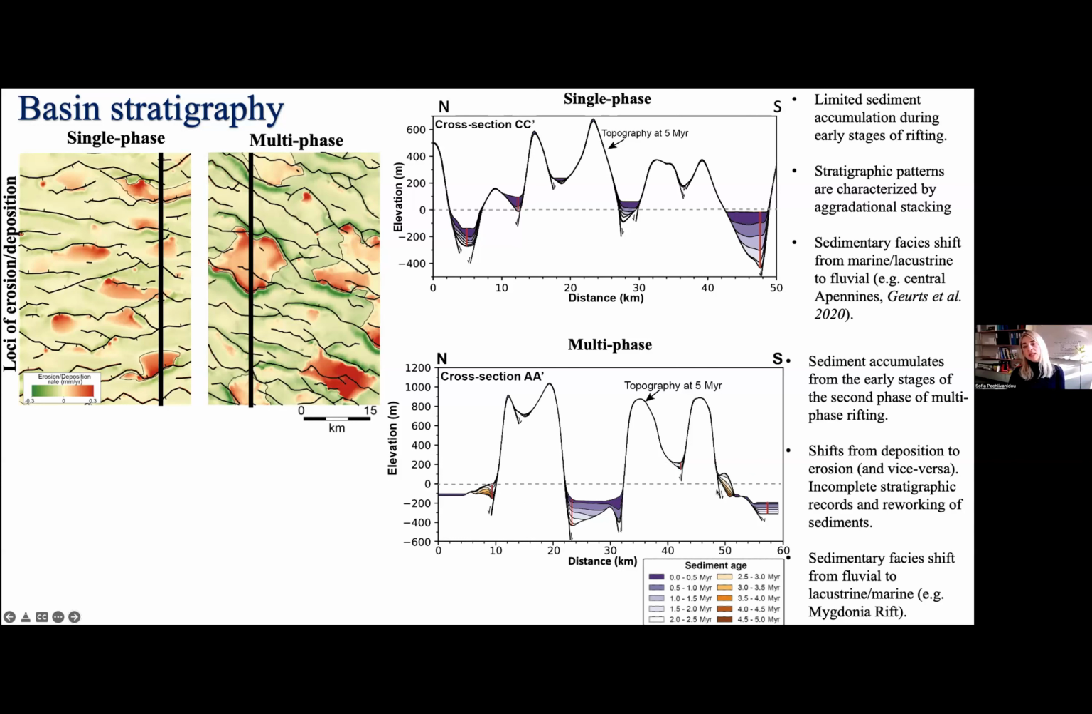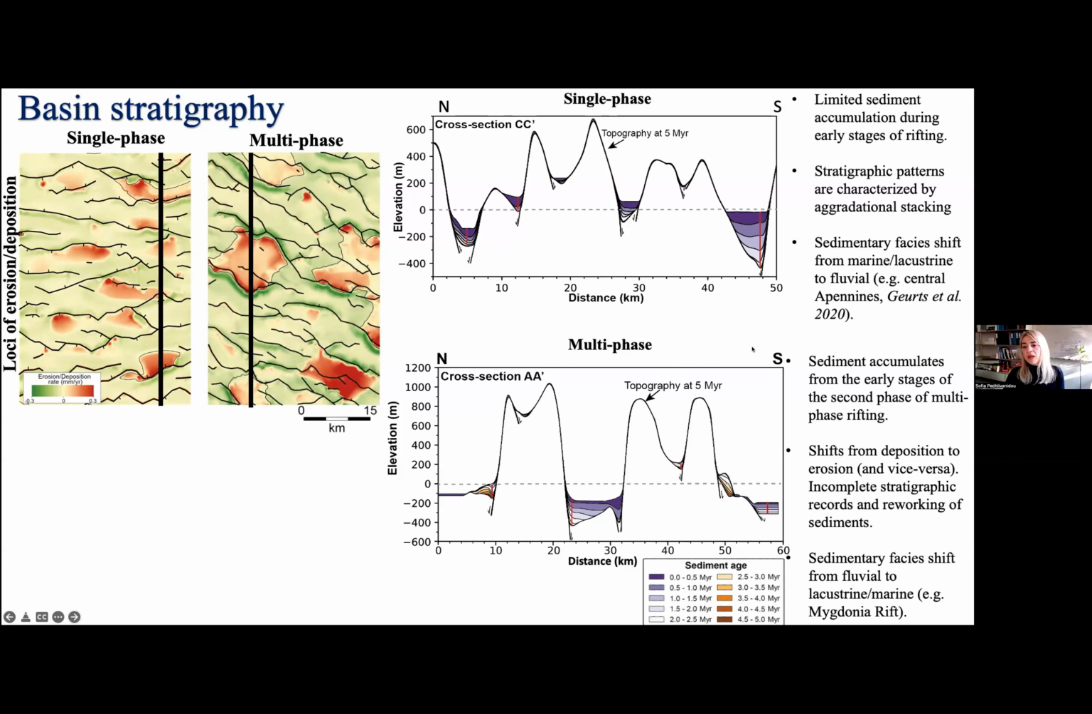Another difference is that the stratigraphic patterns in the single-phase rift are usually characterized by gradational stacking, whereas in the multi-phase rift, we see incomplete stratigraphic records, like here, for example, and the reworking of sediment. And this is because there is a shift from an area of deposition to an area of erosion. So this area used to be an area of deposition that's now being eroded, possibly because this fault became inactive and we have a new fault forming here.